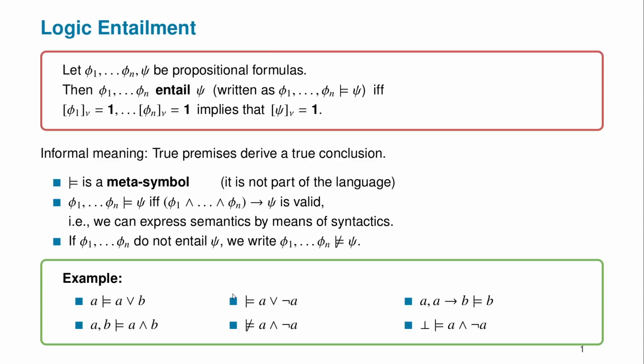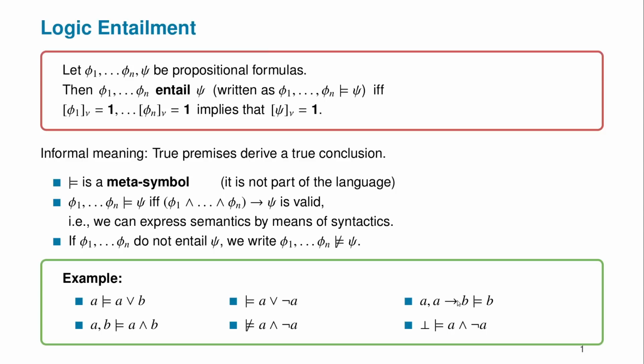But if the left hand side formula is top, then we require that the right hand side formula is a tautology. And here it is the case. However, it's not the case for A and not A. So this entailment does not hold. Top does not entail A and not A.